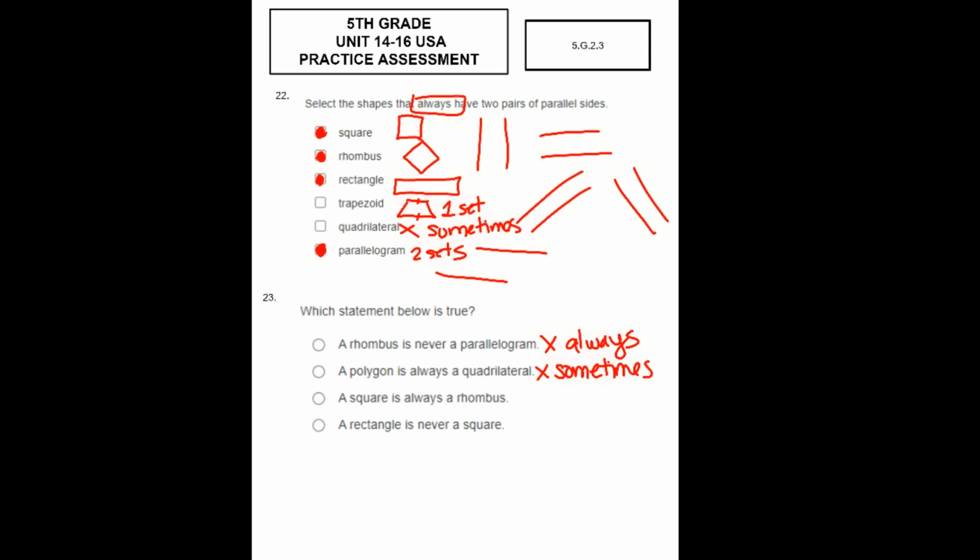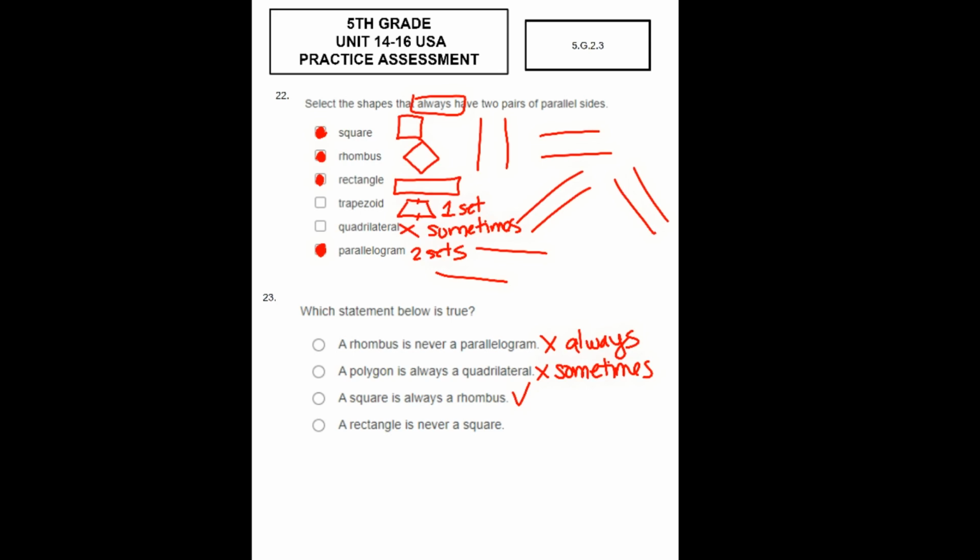We have 3-sided, 5-sided, 6, 7, 8, all of those. Now let's look at the next one. A square is always a rhombus. That could be true because remember, rhombus is where you have opposite sides that are parallel and they are the same size, and that's everything that a square is. So we're going to put a yes here. Let's check the last one.